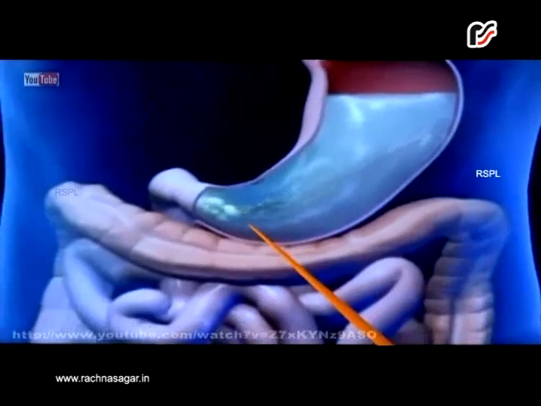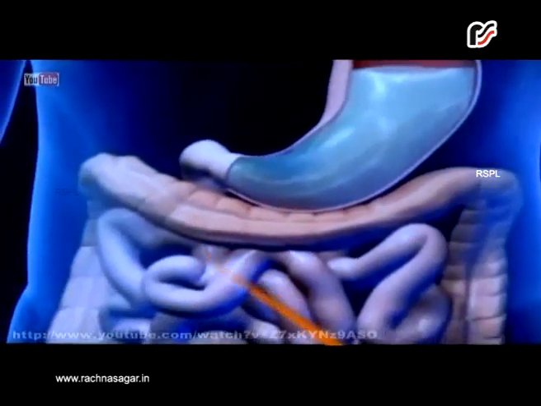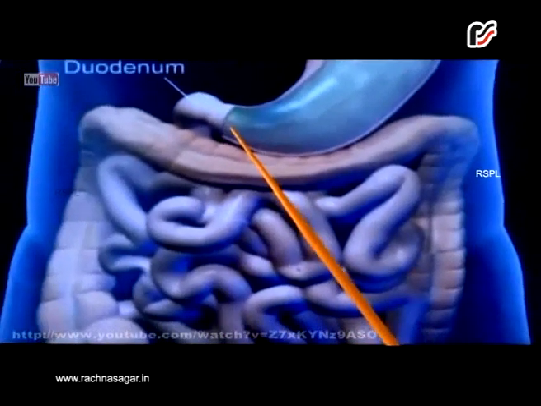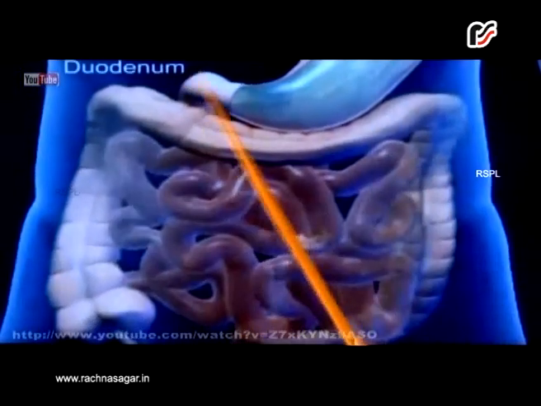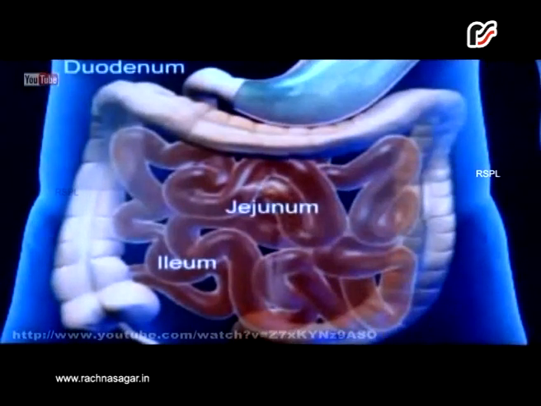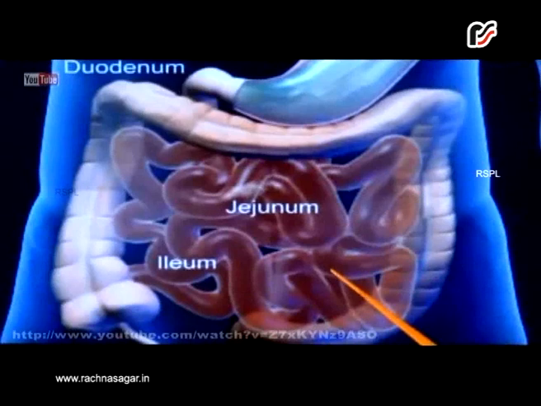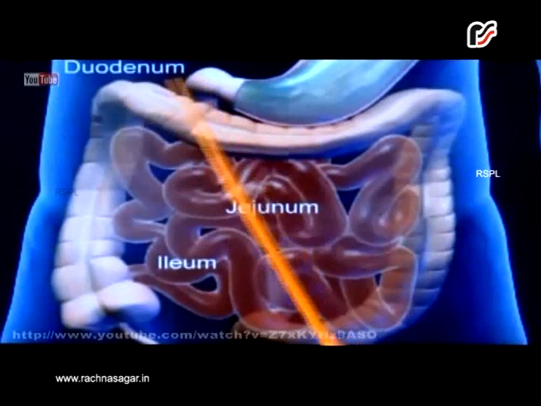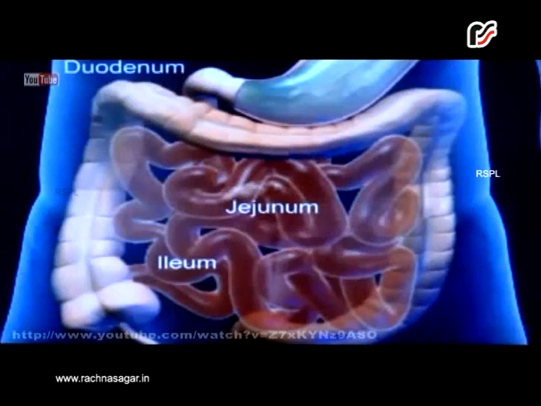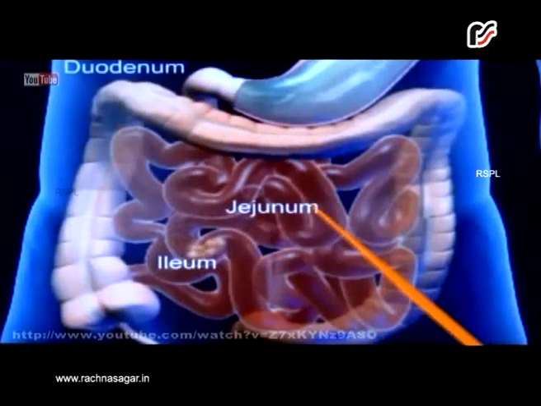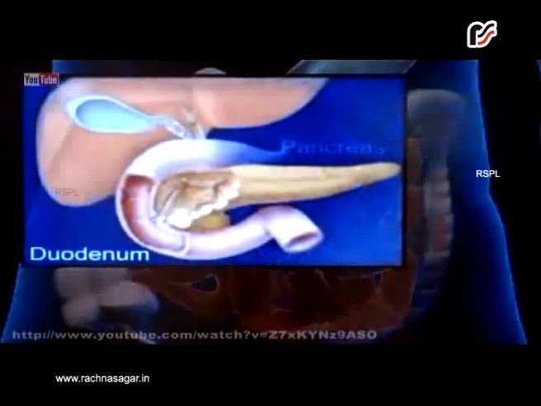The food moves into the next part of the alimentary canal, that is the small intestine, through the pyloric sphincter muscles. The duodenum is the first part of the small intestine, then the jejunum and ileum, the various parts of the small intestine where the food enters. The duodenum is the site for complete digestion of food. The food stays there, we can see the movement, and the food is digested completely.